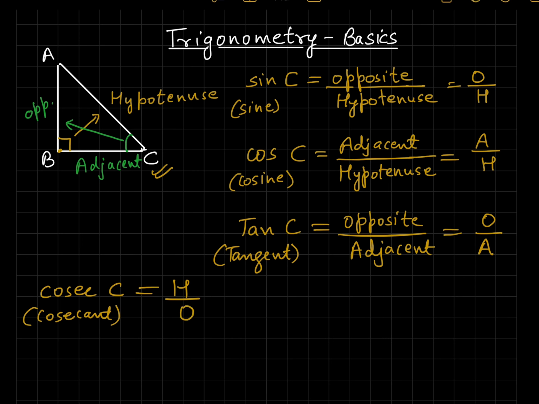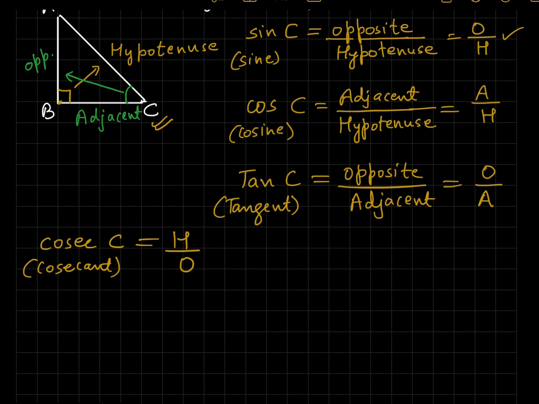Okay, because sine of C is what? O over H. So cosecant of C would be H over O. Same way we have the reciprocal of cosine angle as well, which is secant. So we write it as sec C. Secant. So sec of C angle is the reciprocal of cos of C, which is A over H. So it would be H over A.